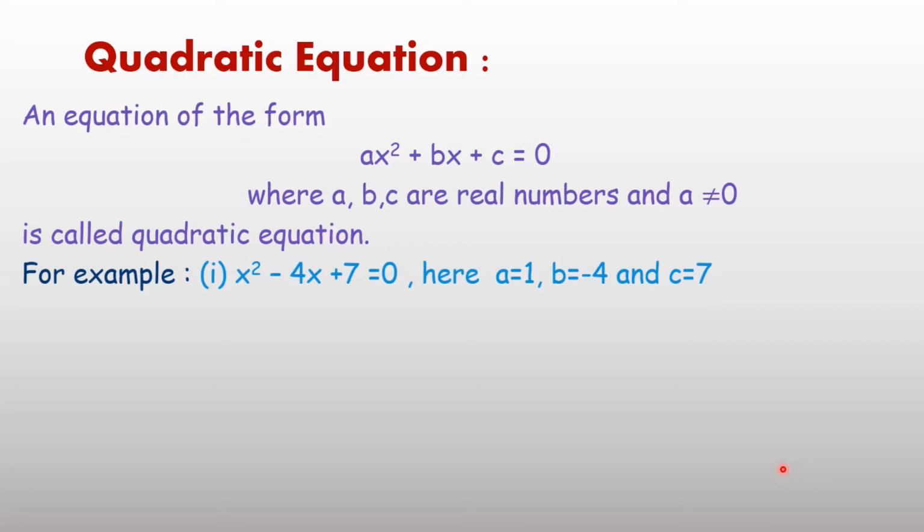Here, the coefficient of x square is 1. I did not write anything, means 1. Coefficient of x is minus 4 and constant term c is 7.